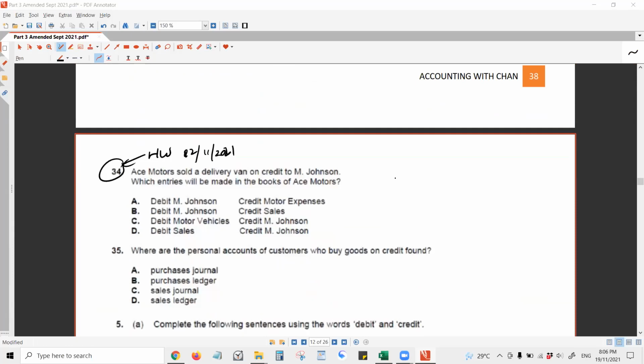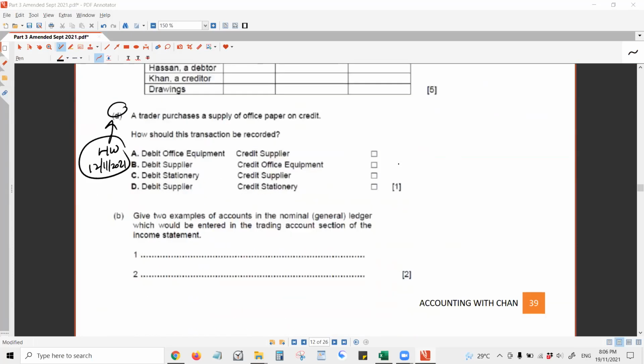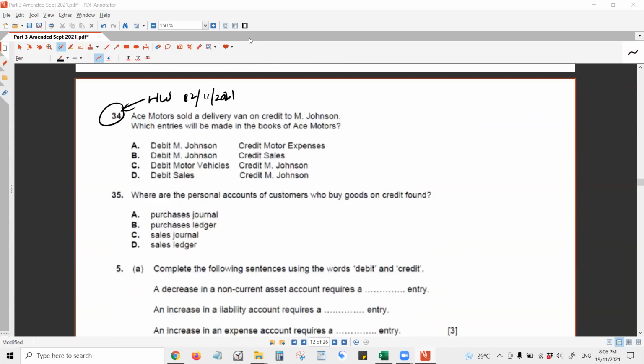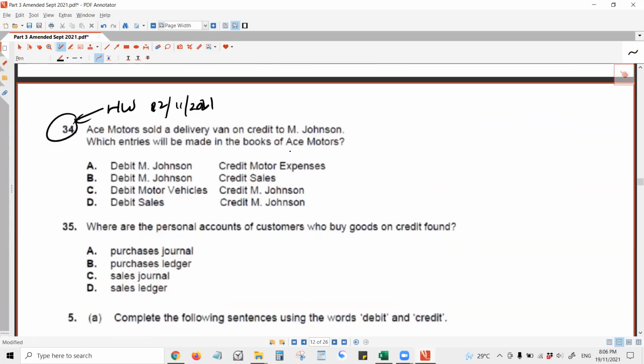Now page 39. There are two questions assigned as homework as well. Question 34. I would like to know everyone's answers before I discuss this with you. You let me know your choice for this question 34. Five more seconds. If you have not done it, then you don't have to give me. Okay, it appears that three of you did it.